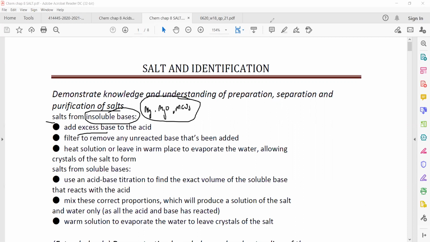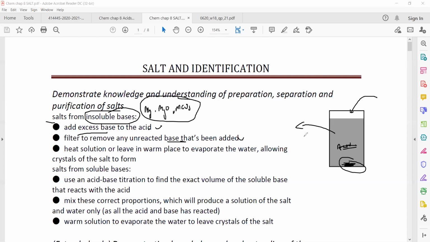So what we will do, we have a container, a beaker which is filled with acid. Using a spatula, we add an excess of metal or base or metal oxide or metal carbonate until no more reacts. So until no more reacts, all of the acid is used up. Then we'll filter to remove unreacted base. So we'll do filtration and remove this. What we are left with is salt solution.